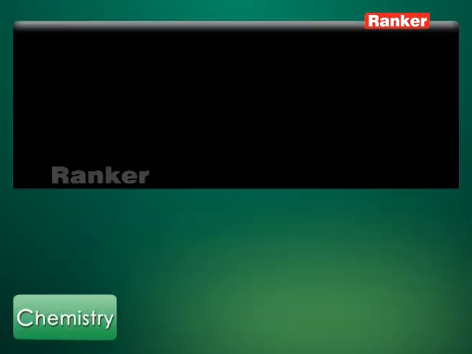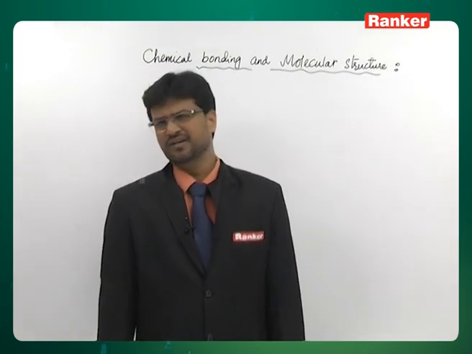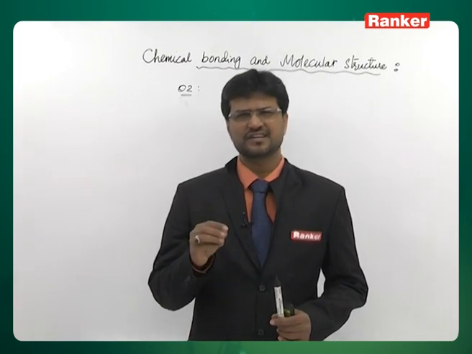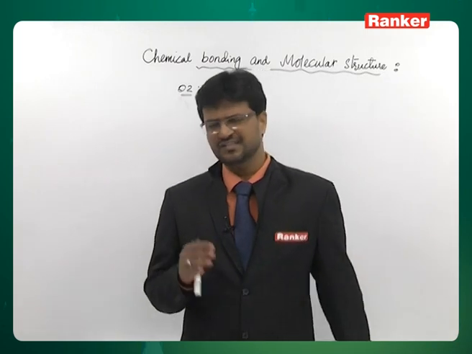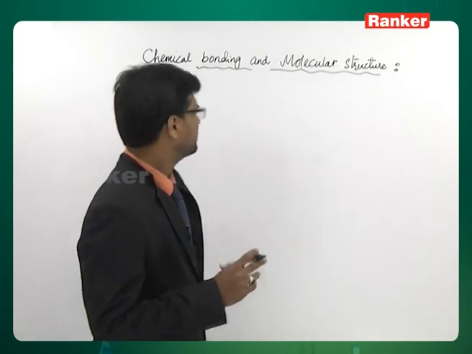Question number 2. Which one of the following is the highest melting halide? Look at the options. First option is NaCl, second option is NaF, third option is NaBr, and fourth option is NaI. We have to decide which among them has the highest melting point. Remember, melting point of a substance depends on lattice energy. Because all of them are ionic substances, we should compare them on the basis of lattice energy. Whichever has highest lattice energy will have highest melting point.